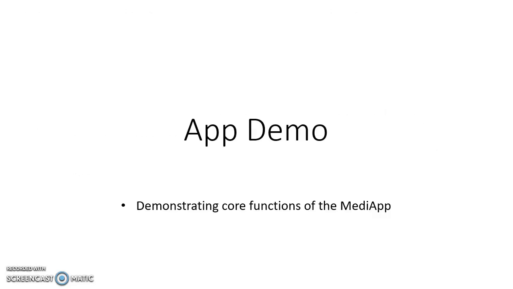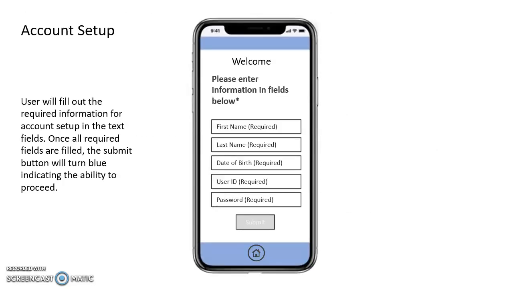Here is the app demo, demonstrating the core functions of the Medi app. Account setup is the most general of these tasks. It's just basically filling out your credentials like you would when creating an account on any kind of application. So you have first name, last name, date of birth, user ID, and password. I'm using my information kind of as an example for filling out the credentials.